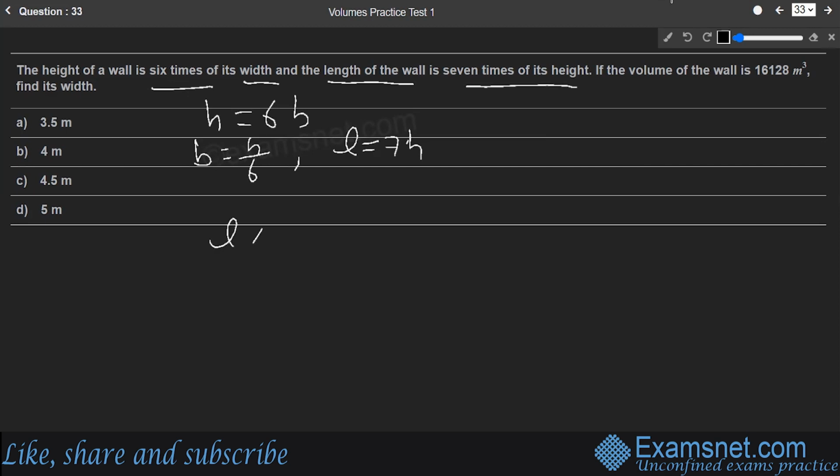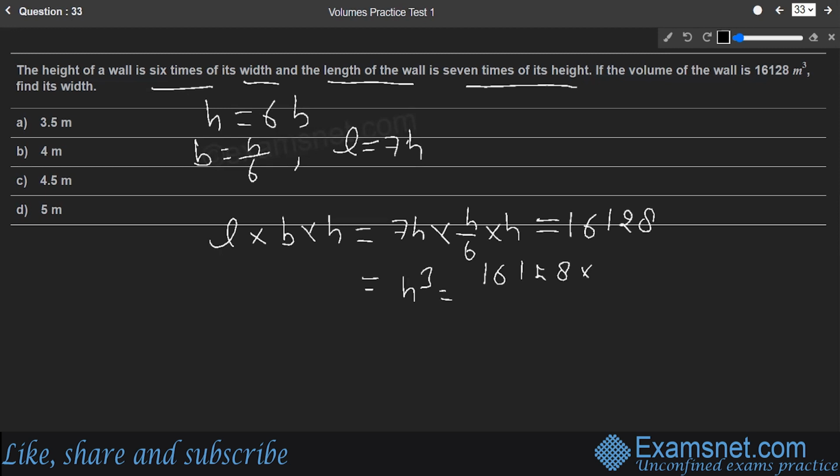So let's say the volume of this cuboidal shaped wall is L into B into H. L value is 7h, B value is h by 6, and h is as it is, equal to 16128. So we need to solve this and find out the h value. If we do that, h cube is coming out to be 16128 into 6 divided by 7, which gives us the h value as cube root of 13824. If you solve this cube root, it comes out to be 24 meters.